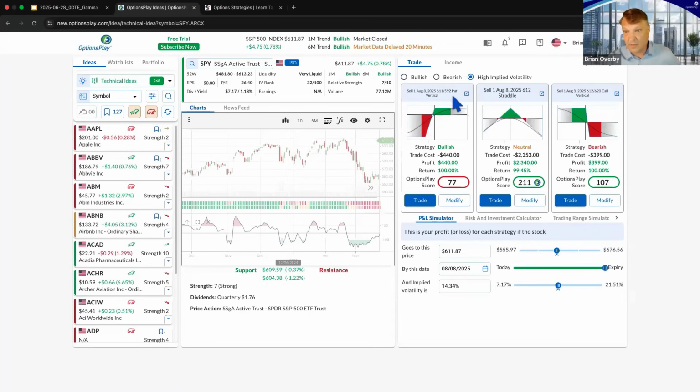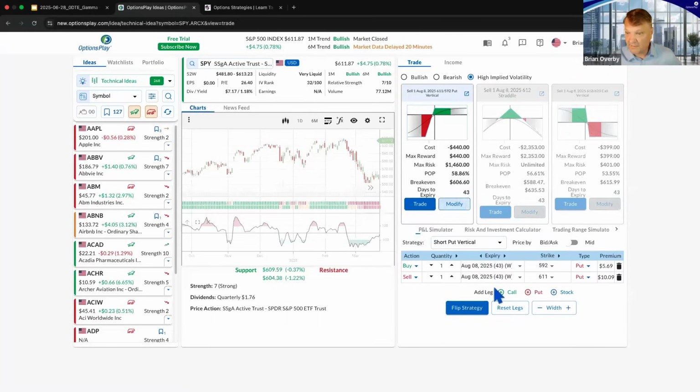Now, the market's looking bullish. Everybody's cheery, the VIX is down, we're all happy. Life is good, the sky is not falling. Let's look at modifying this trade. So here's the trade that we have set up, and we're going to modify that.